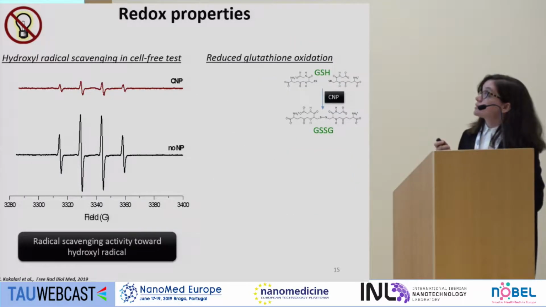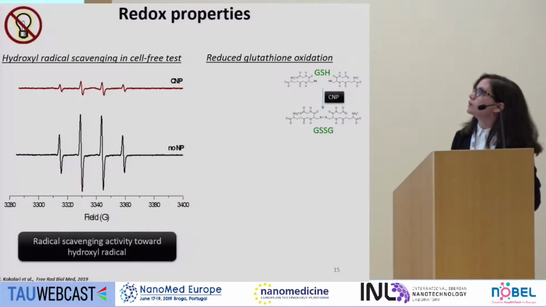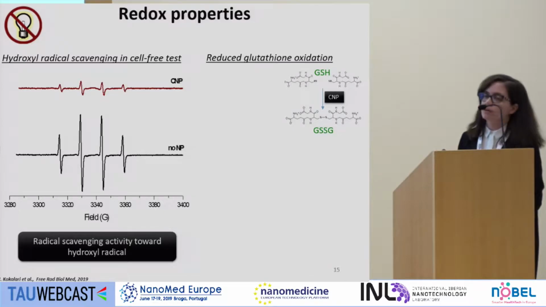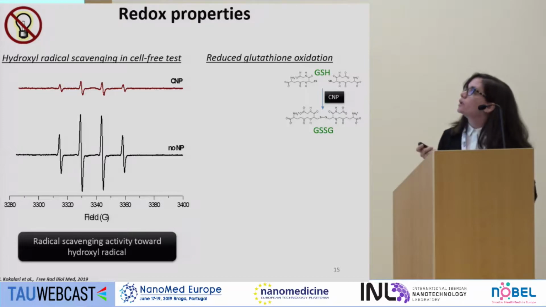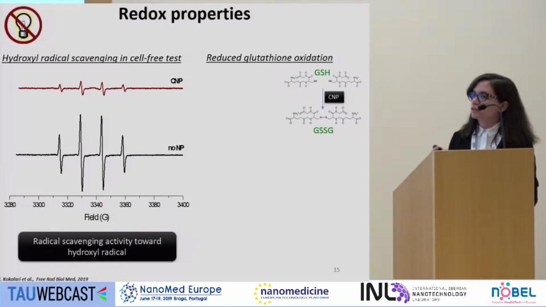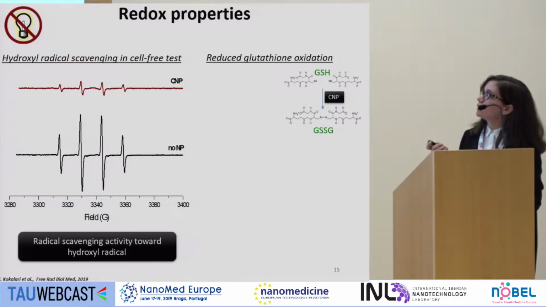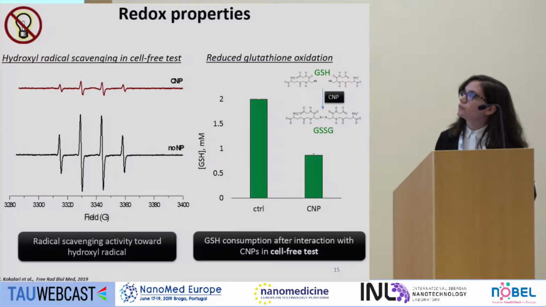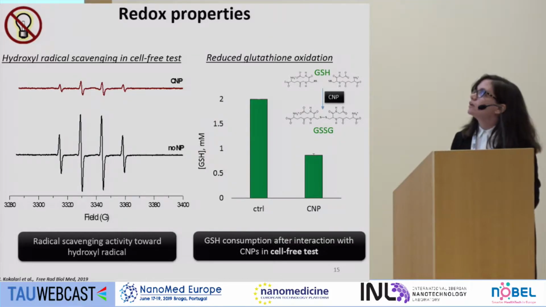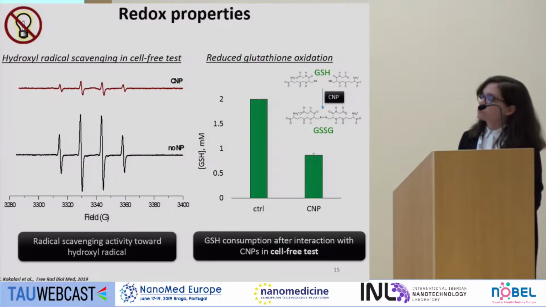Some carbon nanoparticles are reported to consume glutathione, so we also tested the ability of our nanoparticles to consume glutathione, one of our endogenous antioxidant species in our cells, and we found that nanoparticles are able to consume the glutathione in cell-free tests. So they could have a pro-oxidant activity toward the reduced glutathione.